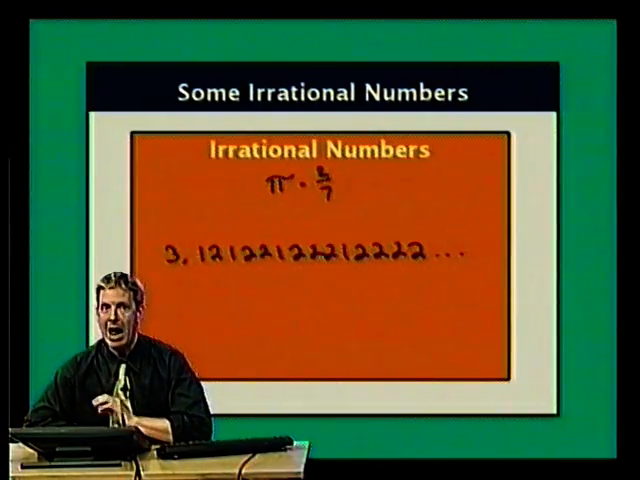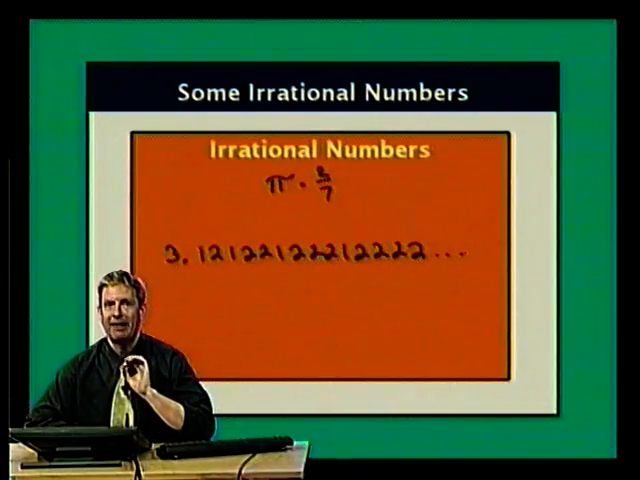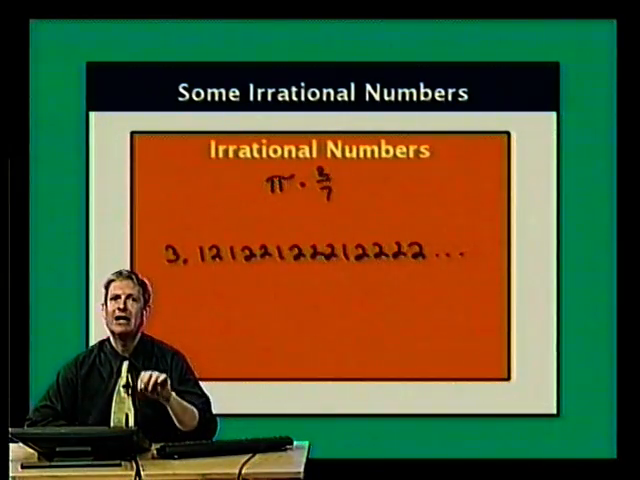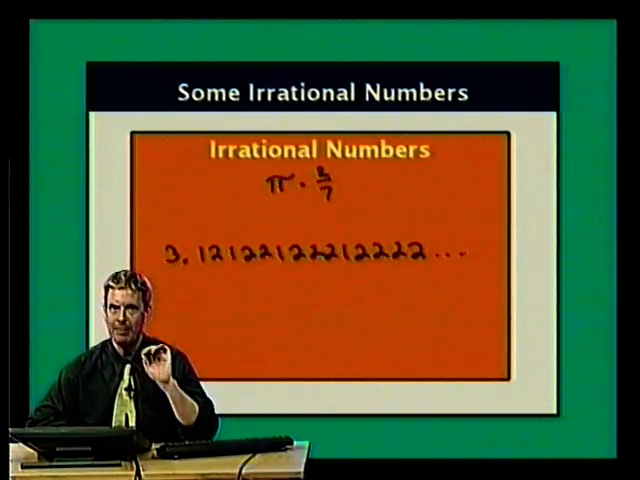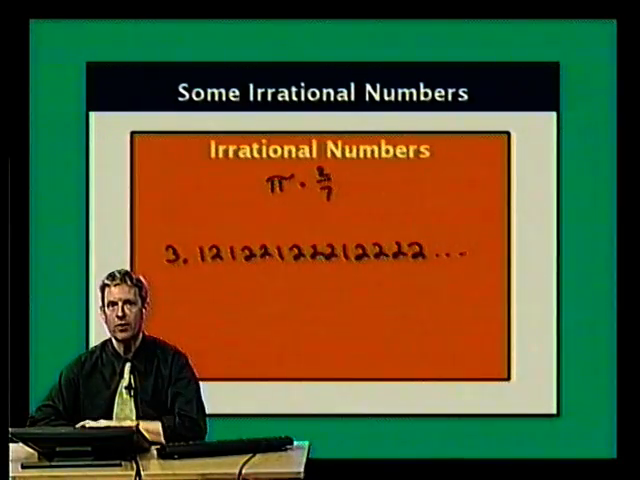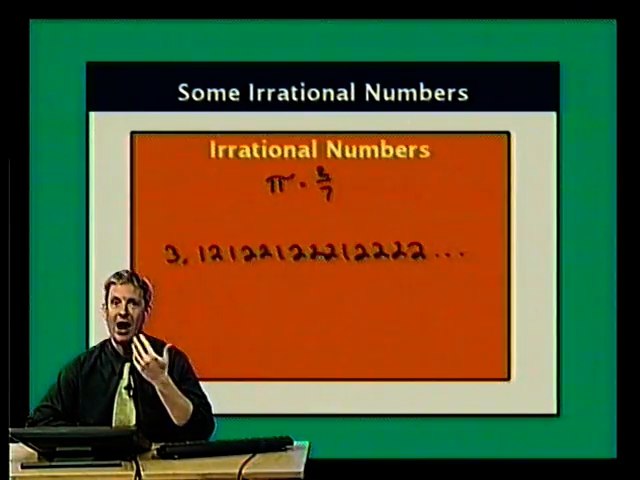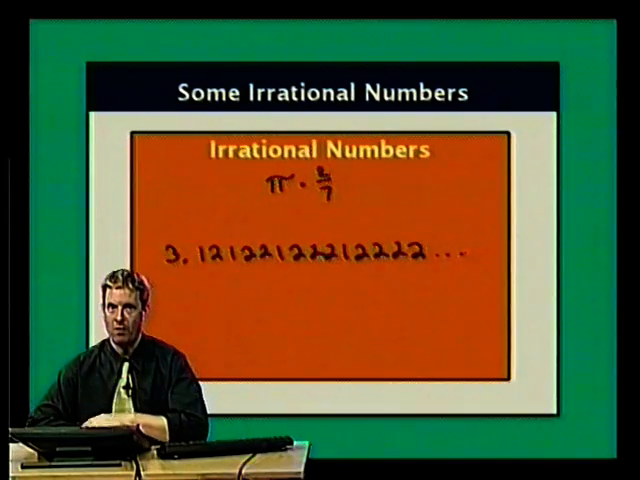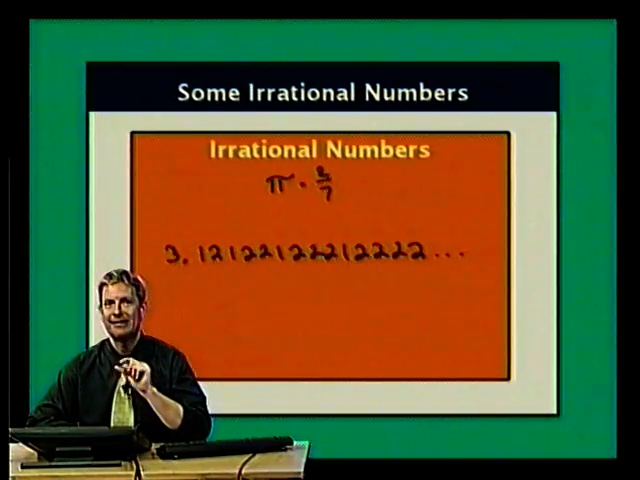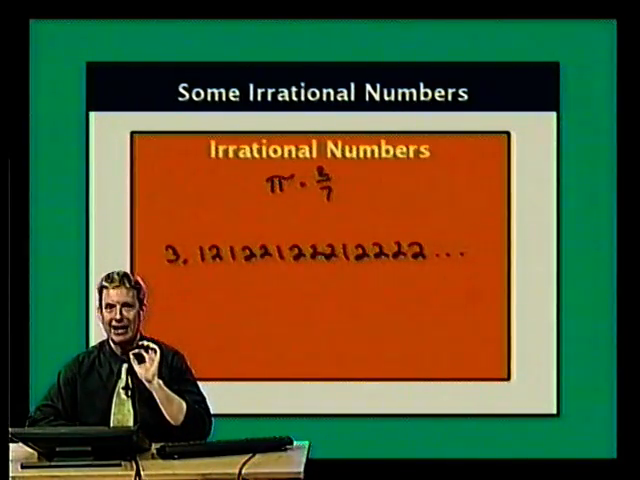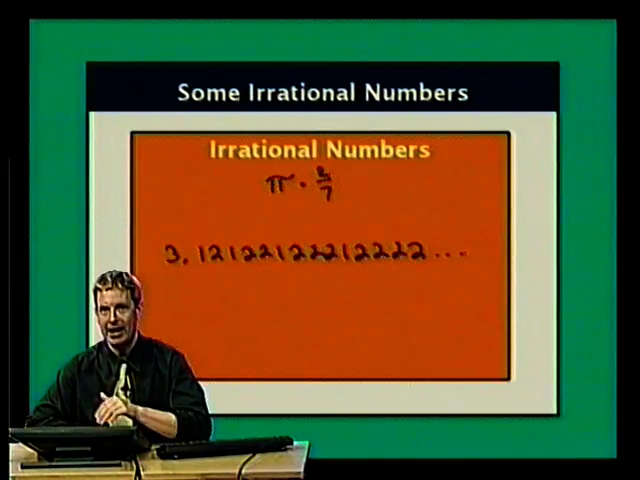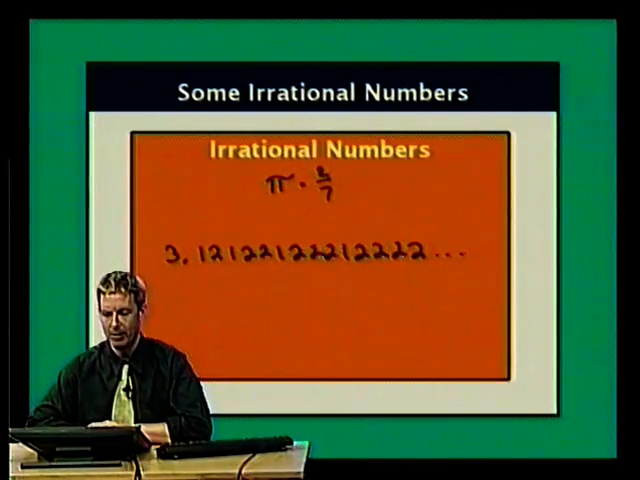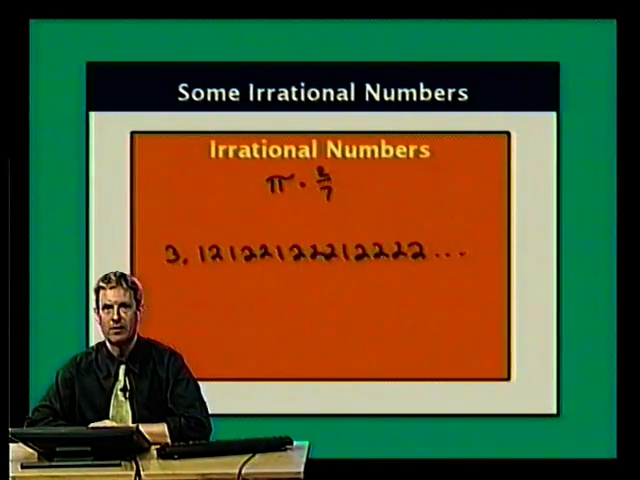But what's not happening is I'm not getting exactly the same digits in exactly the same order over and over and over again. And when you write a rational number in decimal form, one of two things happens. The decimal terminates, or you eventually get exactly the same digits in exactly the same order. And that's not happening in this number, so this would be an irrational number.